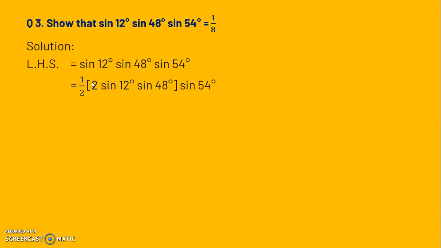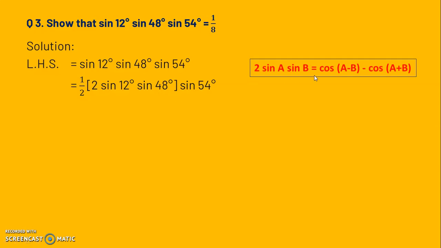Okay. So 1 by 2 into 2 sin 12 degree sin 48 degree. We are taking the first two terms and the third term as it is. Okay. So 2 sin A sin B here. So what is the formula for 2 sin A sin B? 2 sin A sin B is cos (A minus B) minus cos (A plus B). So here your A is 12 degrees and B is 48 degrees, or your A is 48 degrees and B is 12 degrees. Whichever you can take.